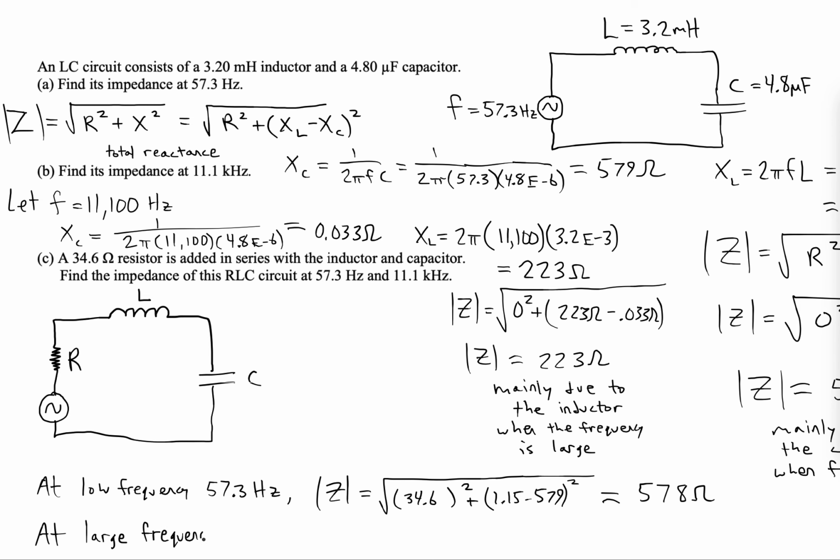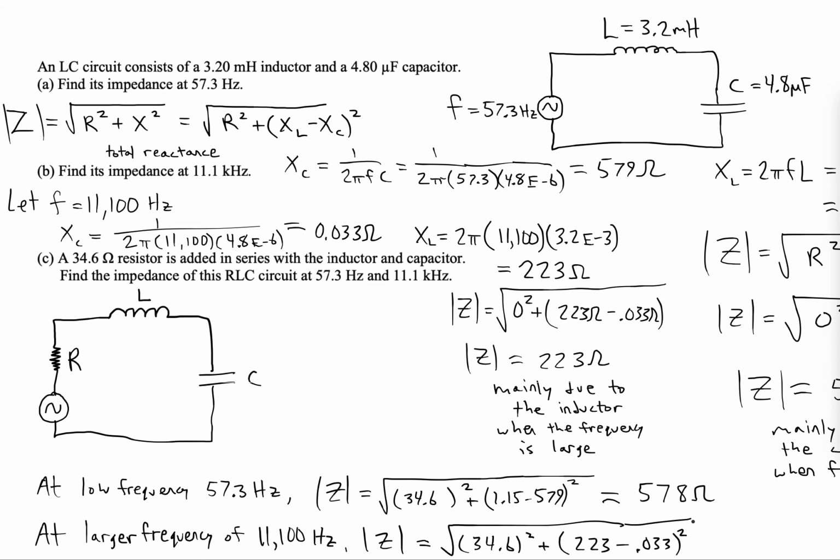At a larger frequency of 11,100 hertz, Z will be the square root of 34.6 squared plus 223 minus 0.033 squared. I get about 226 ohms for that.